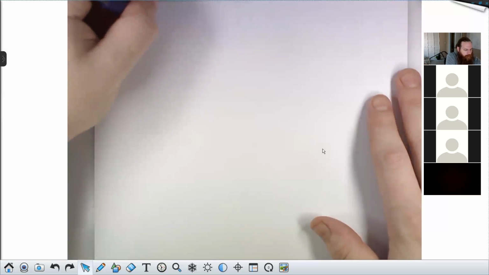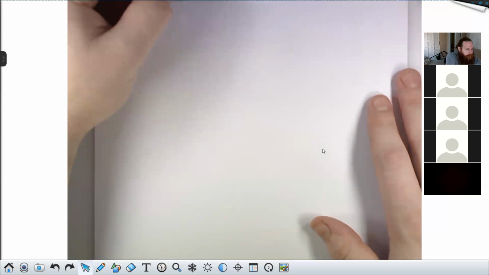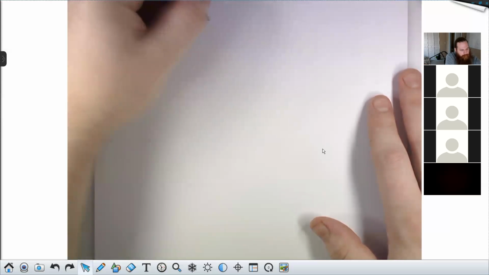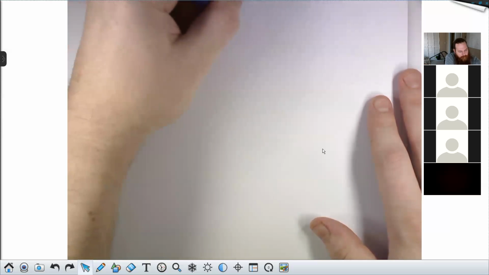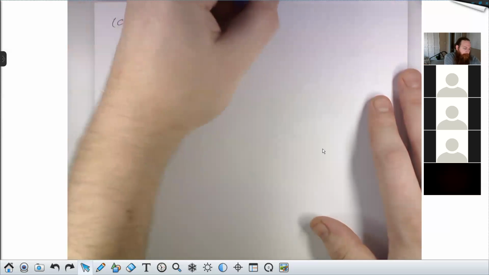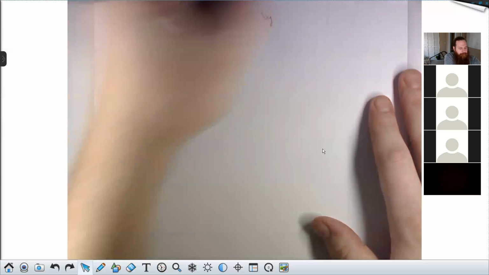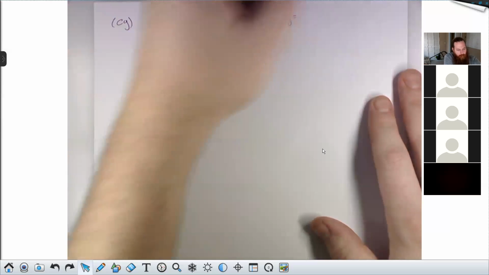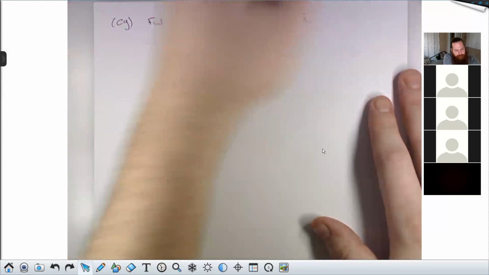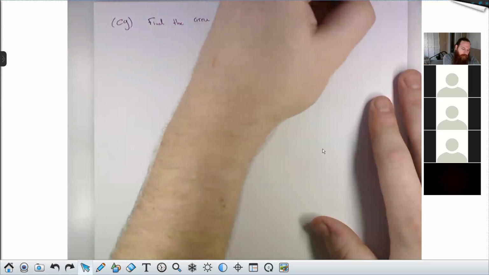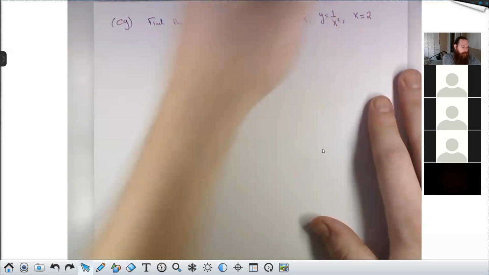Let's find where the picture isn't so obvious. Let's find the area bounded by. Bounded by just means contained within a closed region of y equals 1 over x, y equals 1 over x squared, and the vertical line x equals 2.